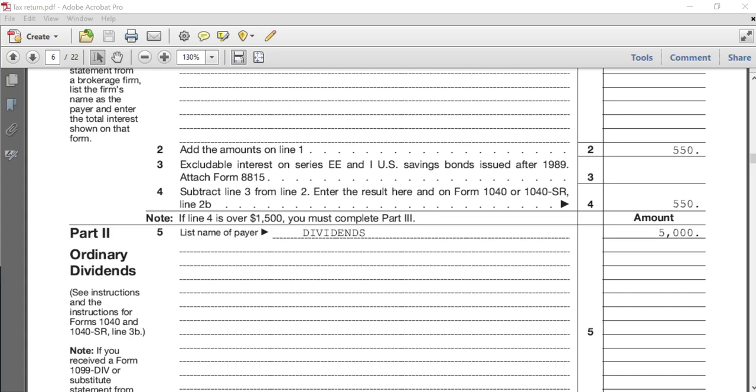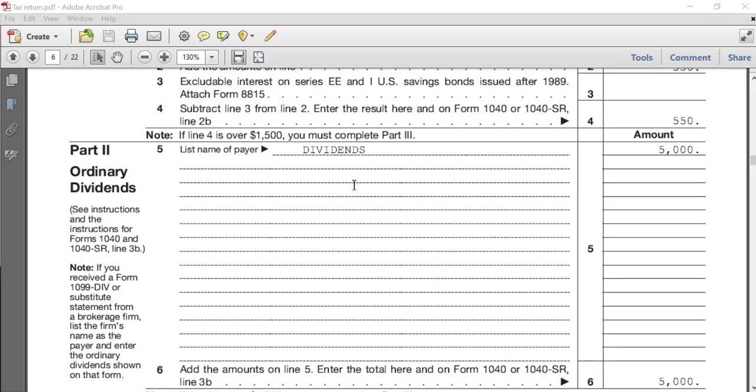Also, if you receive a 1099, maybe from a mutual fund, it'll have interest, it'll have stock gains, it'll have dividends, it'll also have capital gain distributions. The capital gain distributions are essentially the fund selling off stocks, and those are taxed at a long-term rate too. So you don't see those on Schedule B at all because they're always taxed at a long-term rate. So you'll see those on Schedule D, which we'll go over in a minute.